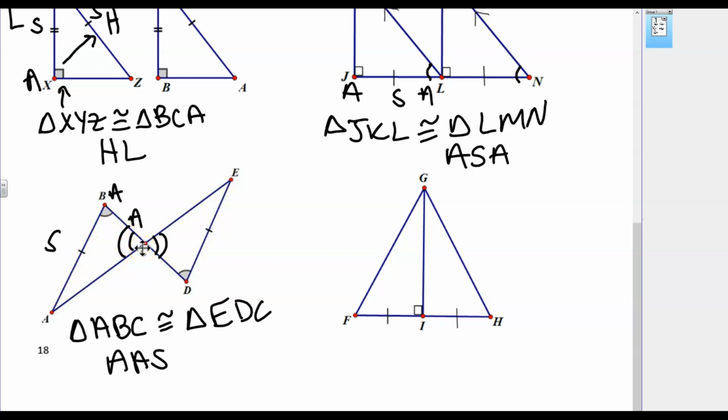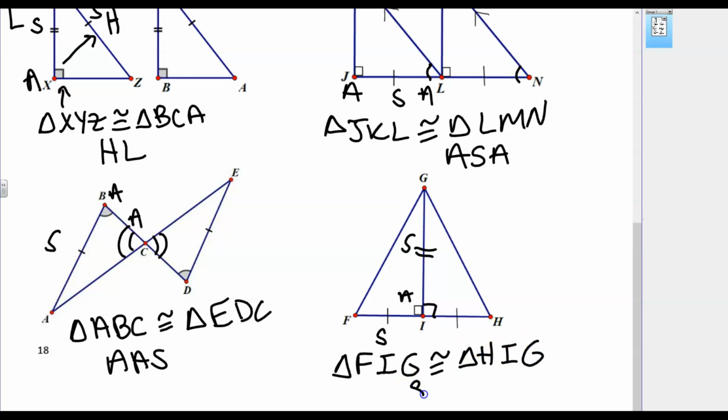Now looking at this diagram here, I've got a marked side, and if this is 90 degrees, this is also 90 degrees. And we also have a shared reflexive side. They're overlapping triangles, so I know that they both share that GI. And so what I have marked here is a side, an angle, and a side. So these triangles are congruent. So I can say that triangle FIG is congruent to triangle HIG by side, angle, side, because the angle is included between the 2 sides.